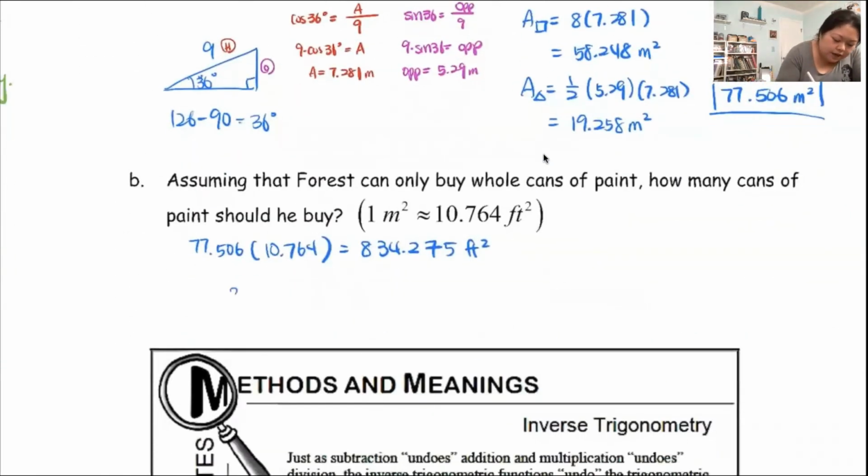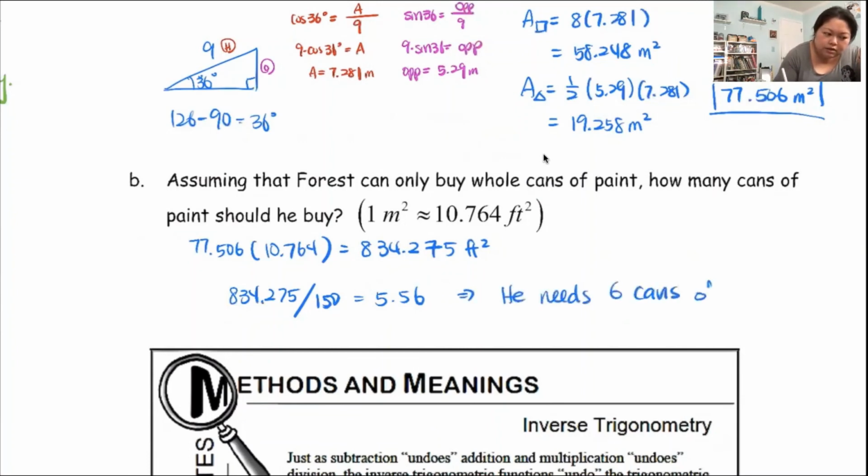So I take 834.275 and divide it by 150 because that's how much square footage will be covered by each can. So divided by 150, I get 5.56. You can't buy half a paint, so you've got to buy more, right? So you cannot buy 5 cans, you got to buy 6 cans. So he needs 6 cans of paint.